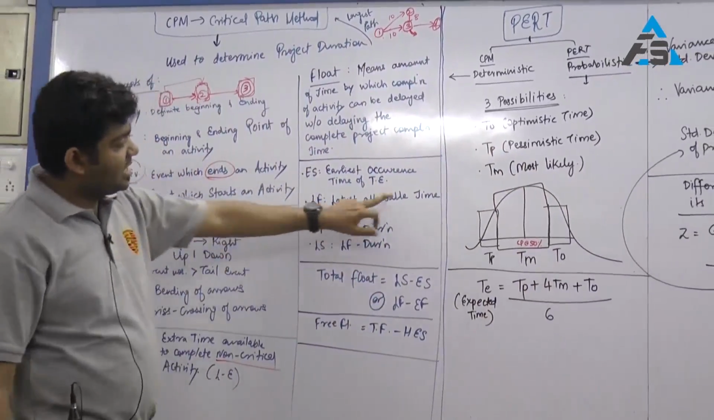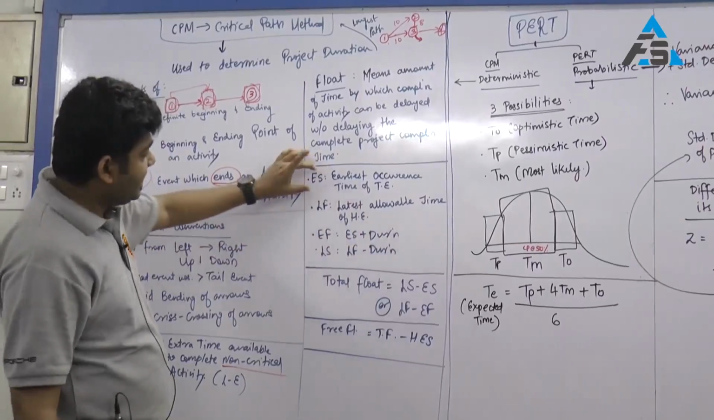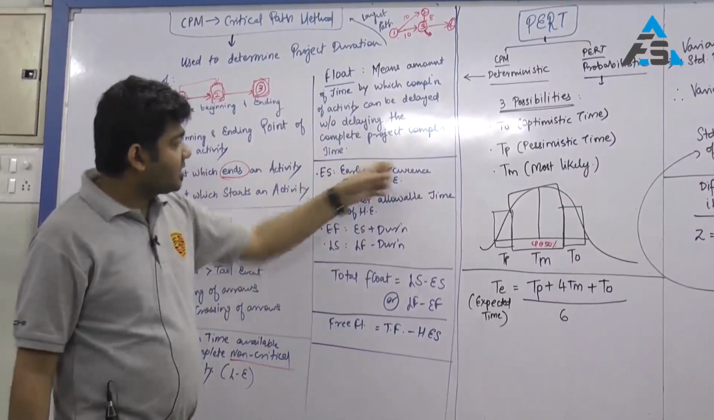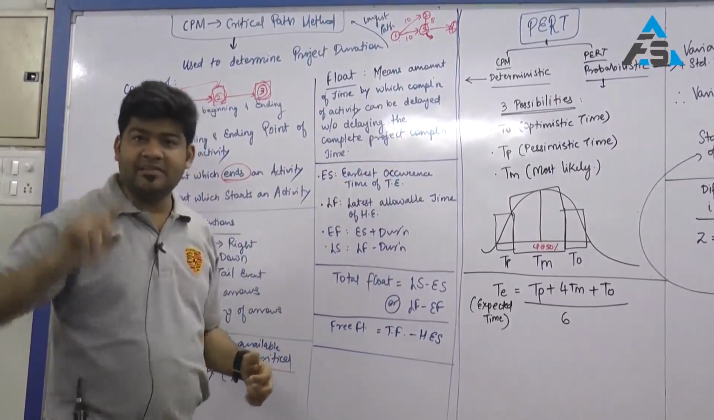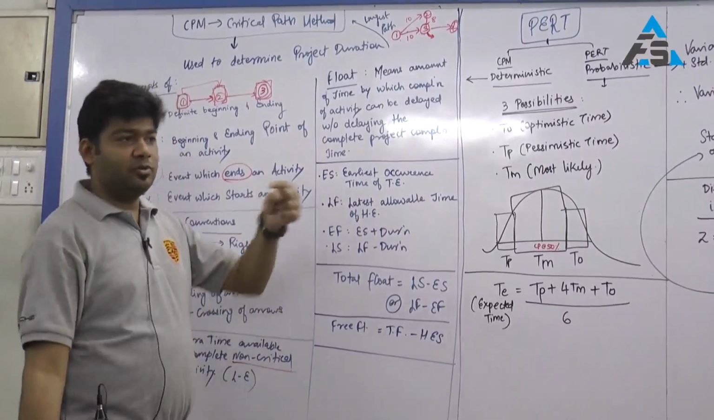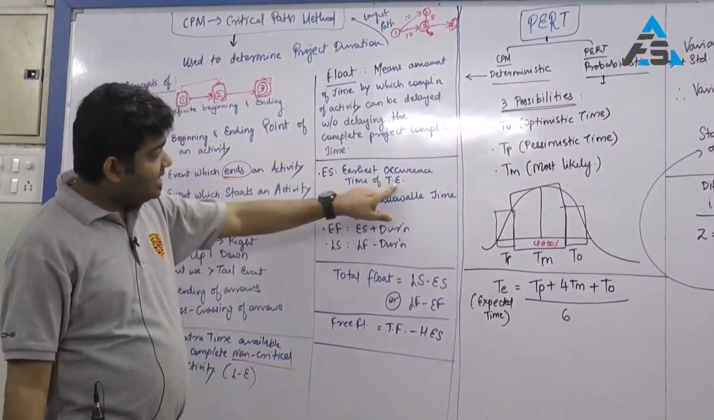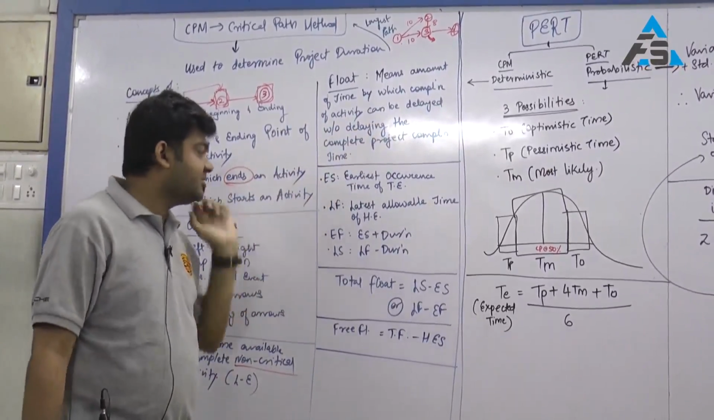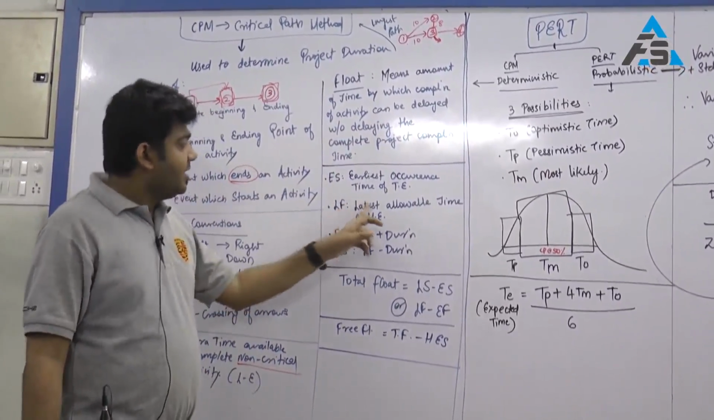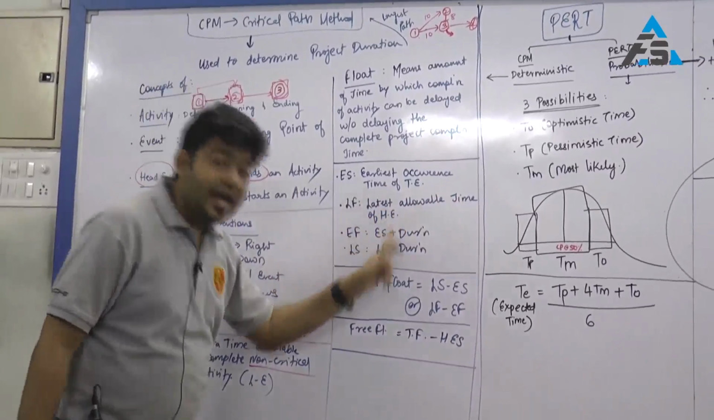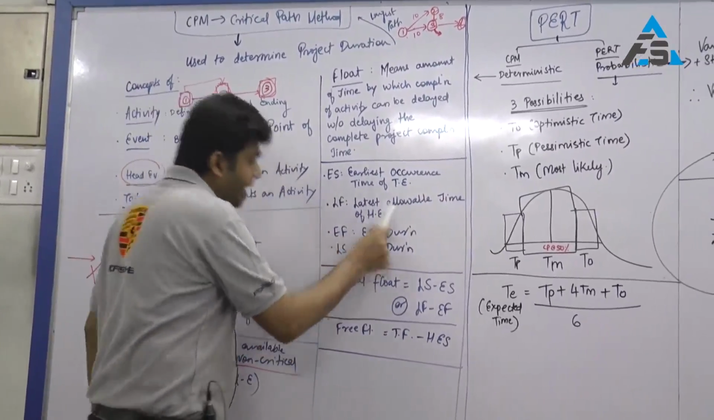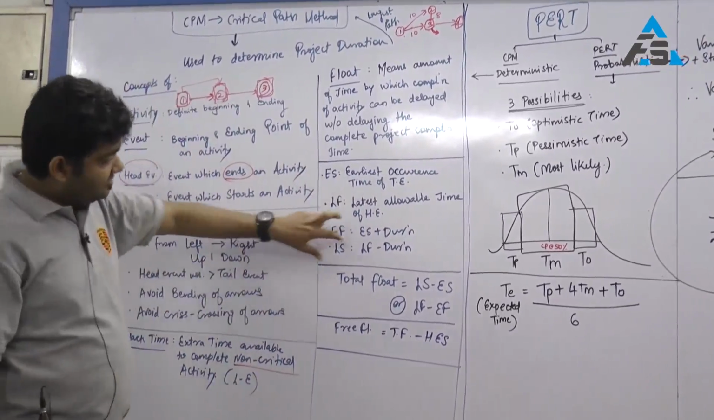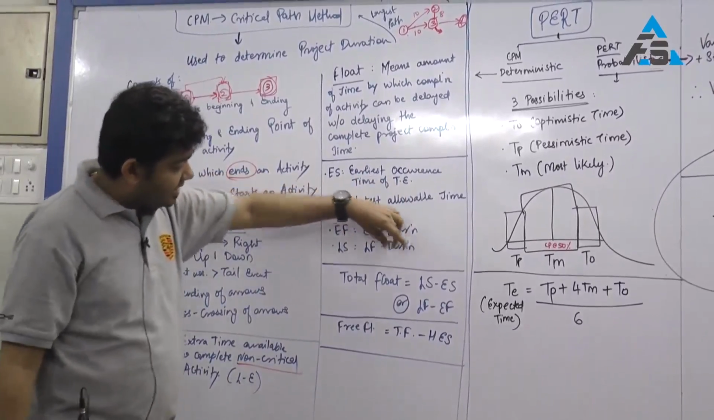Next, LF, latest allowable time of head event. So again, ES and LF you will easily get once you calculate your E and L. So, earliest occurrence time of tail event. For every activity there will be a tail event. For every event you would have calculated E and L. So the tail event's E will become the earliest occurrence time of tail event, which is your ES. LF, latest allowable time of head event. So here my head event's L will become my LF. EF is ES plus duration, LS is LF minus duration.